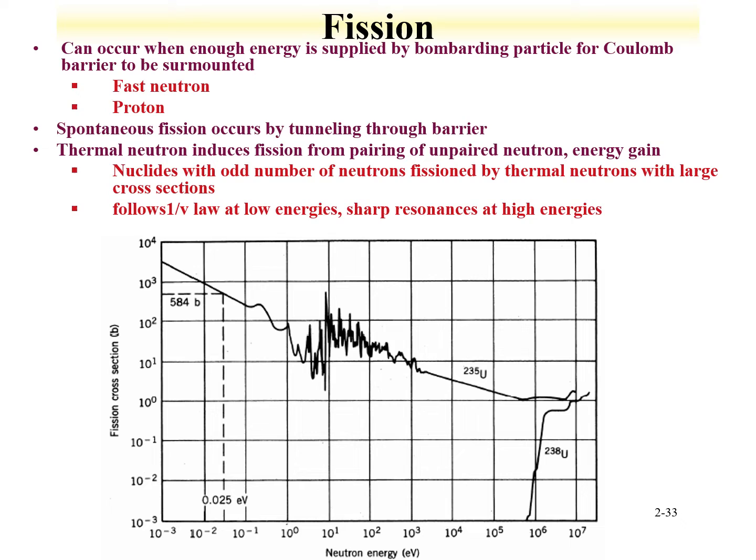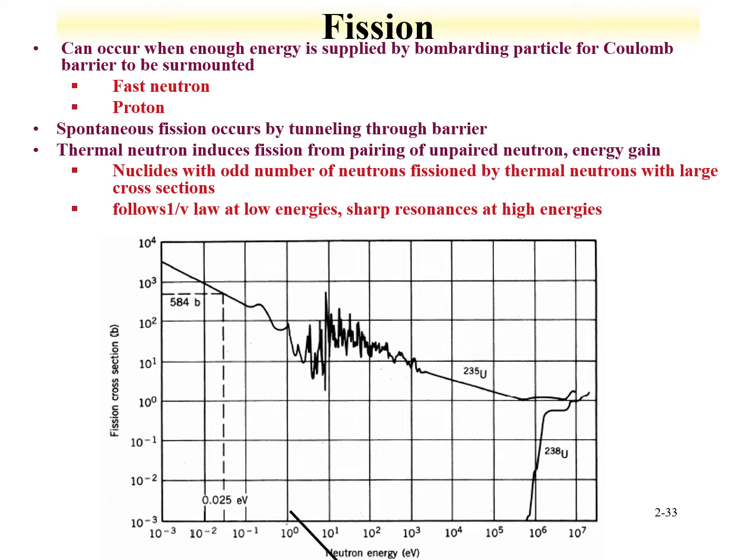As we've already said with Georgy Flerov's work on spontaneous fission, that's fundamentally similar to alpha decay, where we get tunneling through a barrier. We've already discussed that this thermal neutron can induce fission from pairing of unpaired neutrons. That pairing produces energy, and that energy goes into the nucleus, which can be useful for inducing the fission.